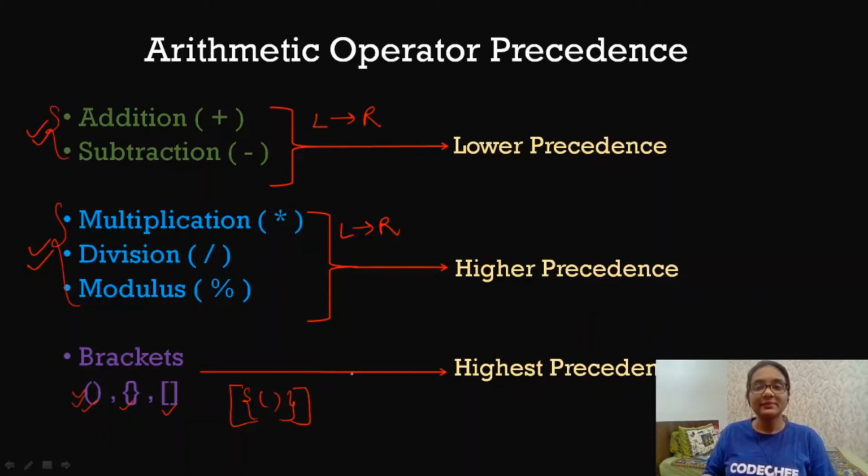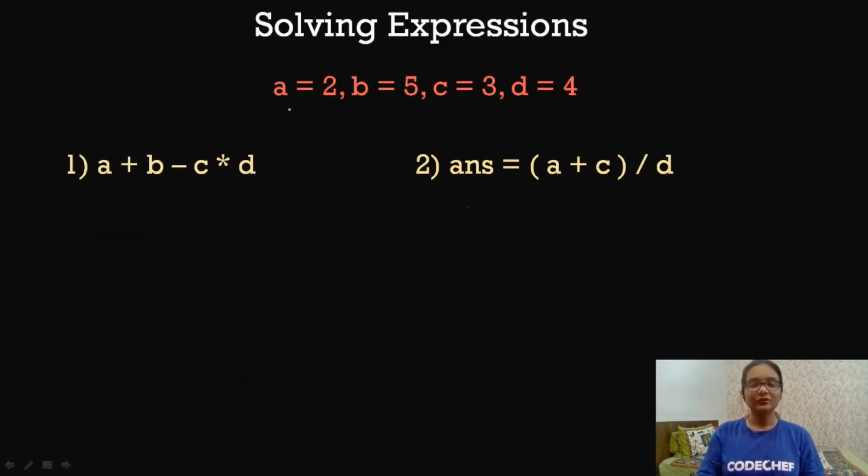Now we will also take some examples so that this procedure of evaluation can be even more clear to you. Based on the values of A, B, C and D given to us, we will try to solve these expressions, keeping in mind the operator precedence that we have just discussed. Let us look at the first expression. Here we have addition, subtraction and multiplication. Multiplication has the higher precedence, so first we need to solve that. C into D is 3 into 4, which is 12. So A plus B minus 12.